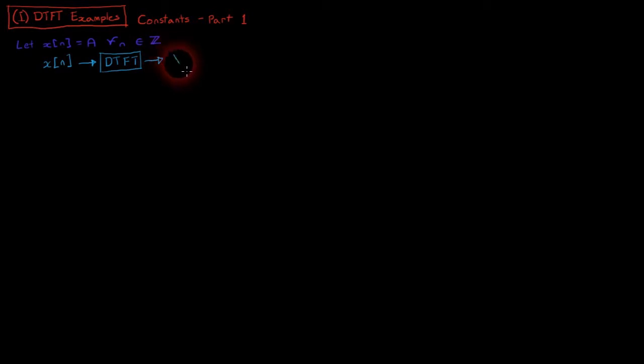This video will examine the outputs of the DTFT and inverse DTFT when the input is constant. Let x of n be equal to the constant a for all n. Therefore, the output of the DTFT, capital X e to the j omega, is equal to a times the summation from n equals negative infinity to infinity of e to the negative j omega n.